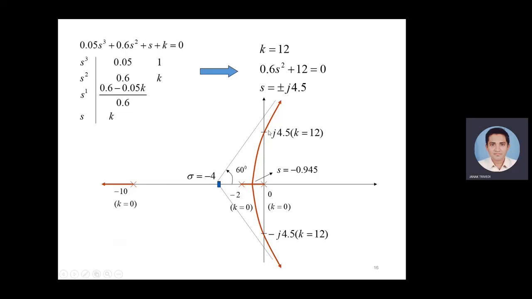The loci go to find the zeros at a particular angle. In this case, the poles have to find the zeros in this particular direction. So this indicates the direction, and this is the cross point at j4.5. Okay.